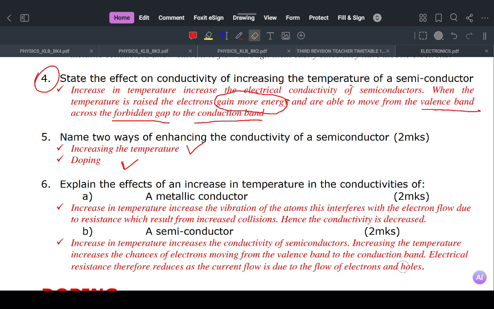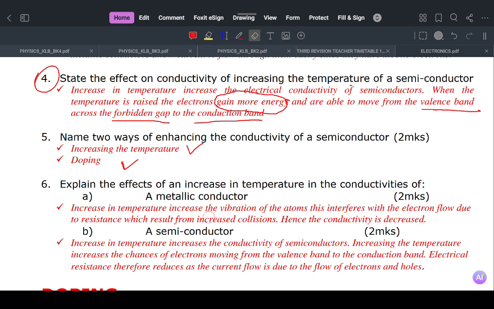We'll talk about holes later on, but what you need to take from this is the fact that when you heat a semiconductor, its conductivity increases because the rise in temperature will cause the electrons in the valence band to gain kinetic energy, enough energy so that they can jump the forbidden gap to the conduction band. Therefore, conductivity increases. But this does not happen with metallic conductors such as copper.